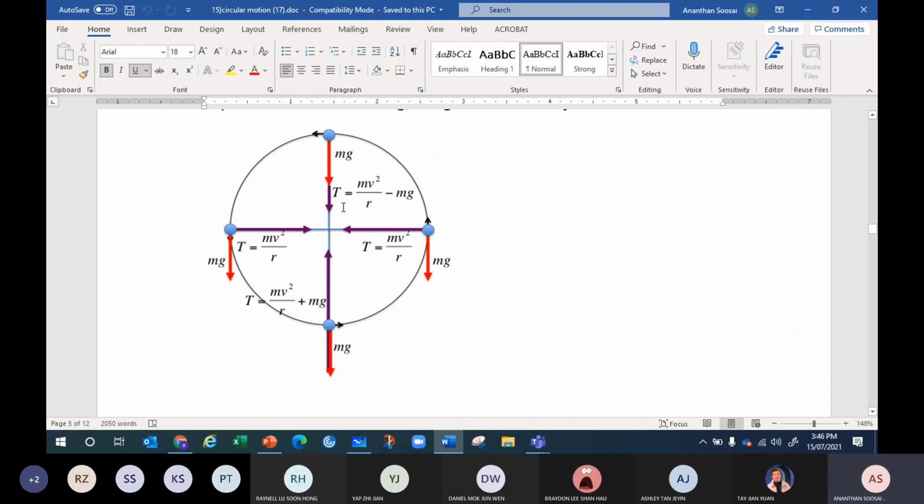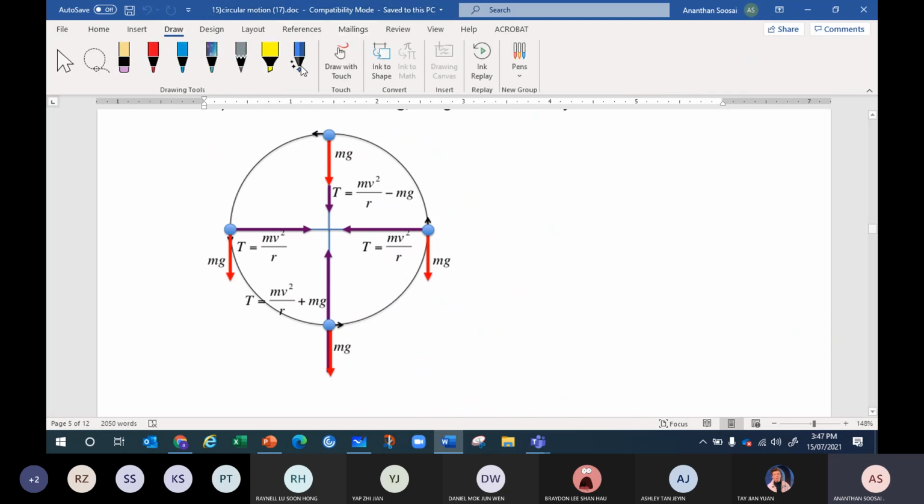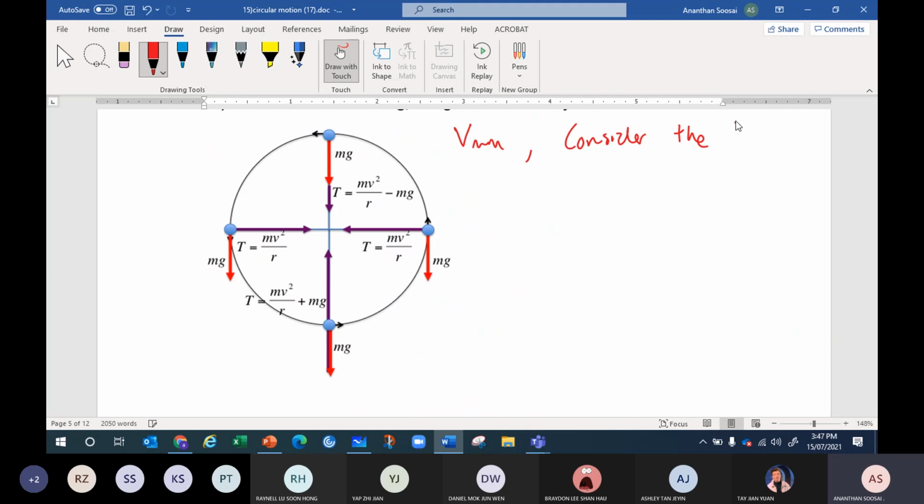At the top is T mv squared over r minus mg. The equation is in the diagram, ABC. But I want you to write the V minimum. Okay. So V minimum, you consider where? Consider the top. Consider the top.